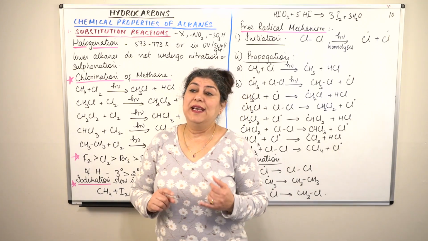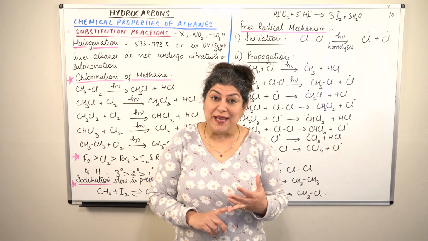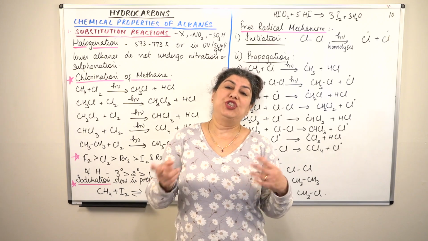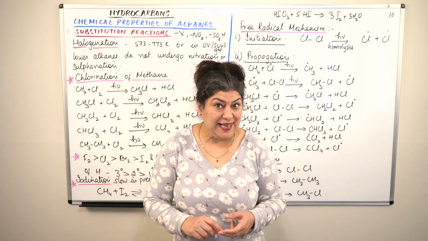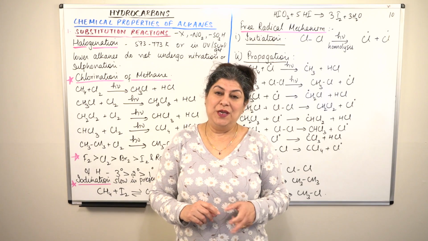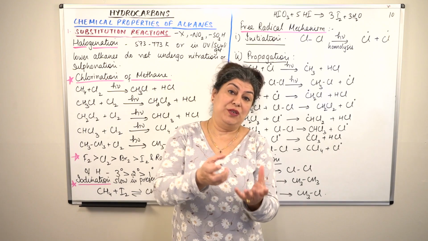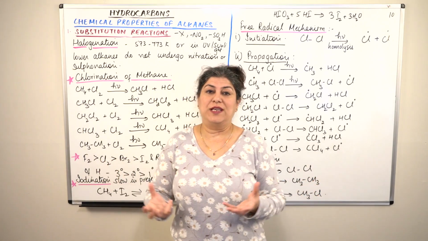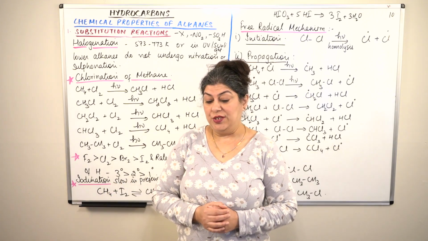So we find that alkanes do not react with acids, they do not react with bases, they do not get oxidized, they do not get reduced, which in other words you can say is that they do not react with oxidizing agents and reducing agents. If they reacted with a reducing agent, they would get oxidized. If they reacted with an oxidizing agent, they would get reduced. But since they do not get oxidized or reduced, they do not react with oxidizing and reducing agents.